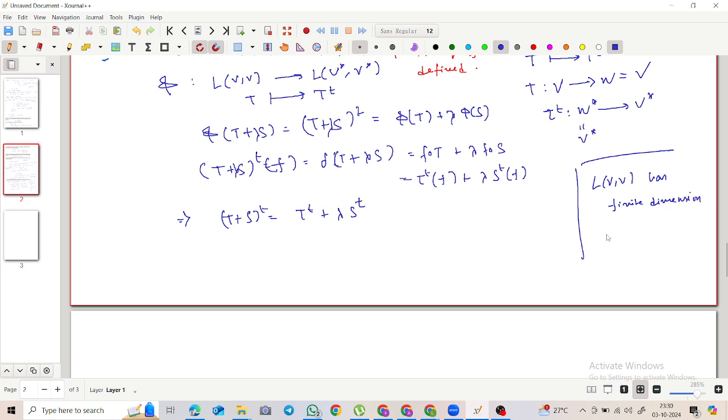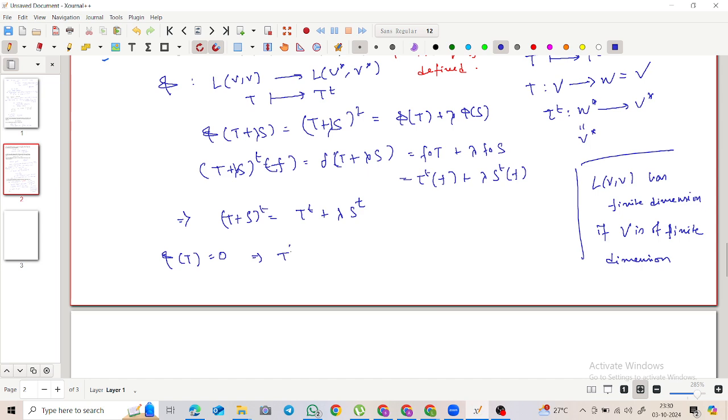If V is of finite dimension, then for finite dimensional vector spaces a linear map is injective if and only if it is surjective, right? So proving injectivity or surjectivity, one of them is enough. I think injectivity should be enough. It should be easier. So let phi of T be 0.